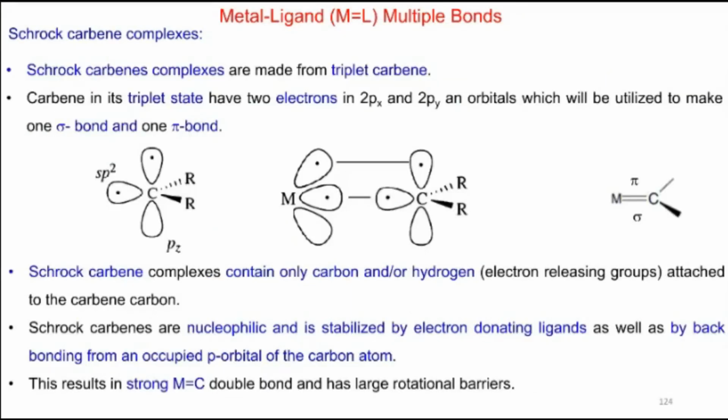This is what we talk about. And coming to the Schrock carbene means we're talking about the singlet carbene. Singlet carbene means the two electrons will occupy the px and py orbitals. Therefore, it will form one sigma bond and another pi bond, using the two electrons. Therefore, it's a conventional single and double bond between the metal and carbon.